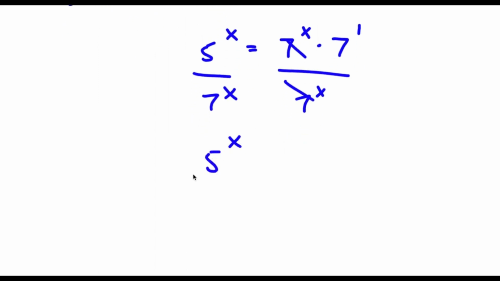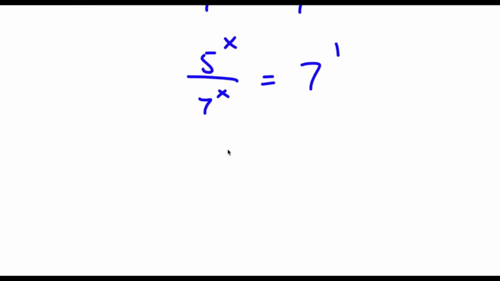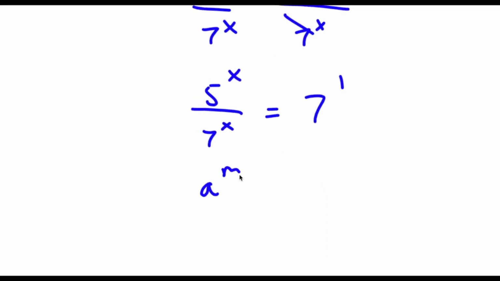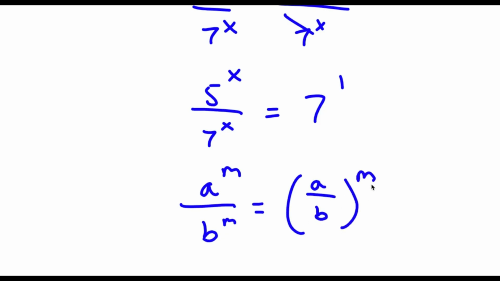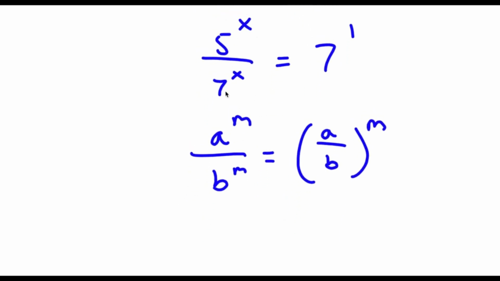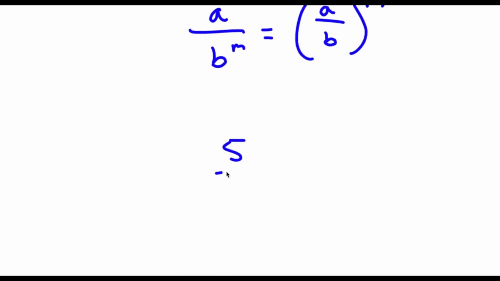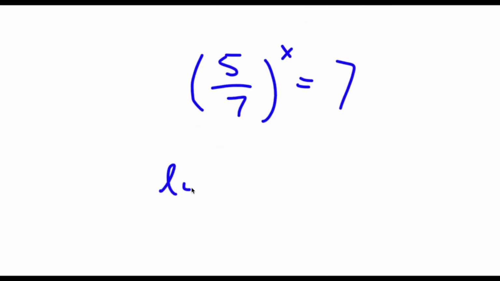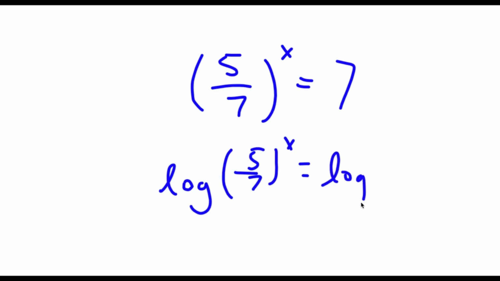Now I'll have 5 to the power of x over 7 to the power of x is equal to 7 to the power of 1. Now if I have something in the form a to the power of m over b to the power of m, this is the same thing as a over b to the power of m. So 5 to the power of x over 7 to the power of x is going to equal 5 over 7 to the power of x, and this is equal to 7. Now I'm going to take the log on both sides. So I have log of 5 over 7 to the power of x is equal to log 7.